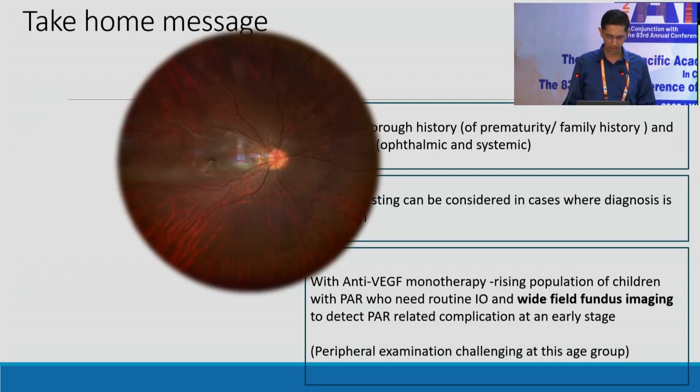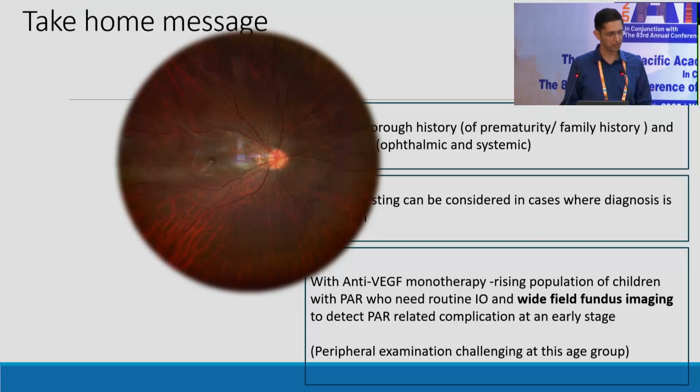And most importantly, with the increasing use of anti-VEGF monotherapy in ROP, there is a rising population of children who are growing up with a peripheral avascular retina, and they will need good routine indirect ophthalmoscopy for detecting these PR-related complications early.